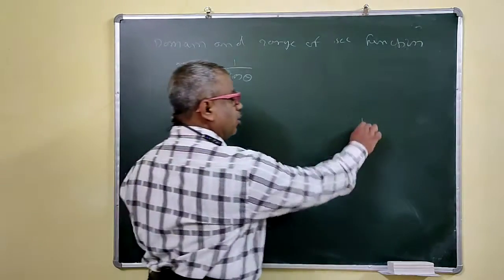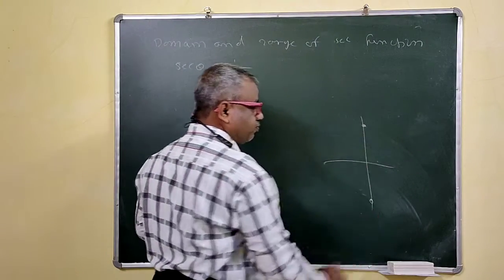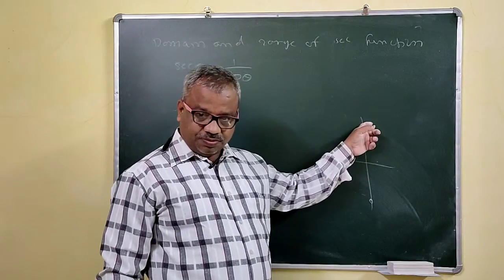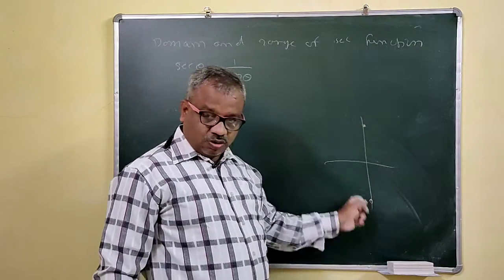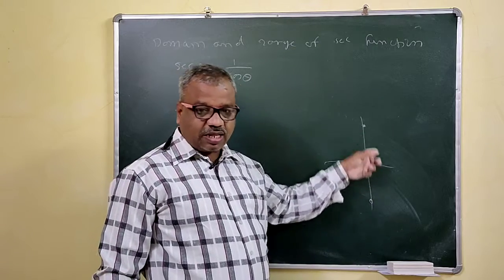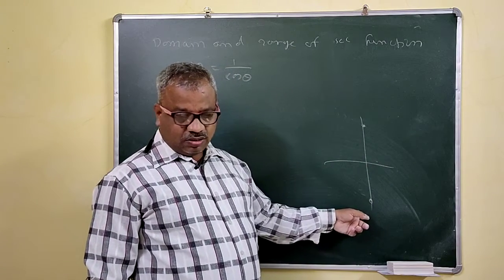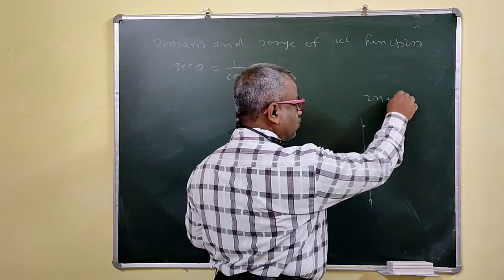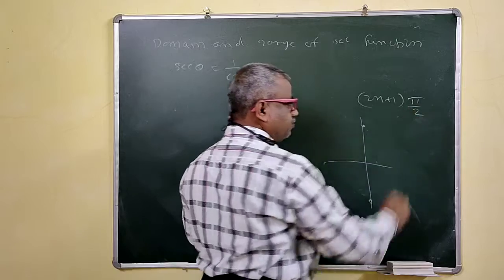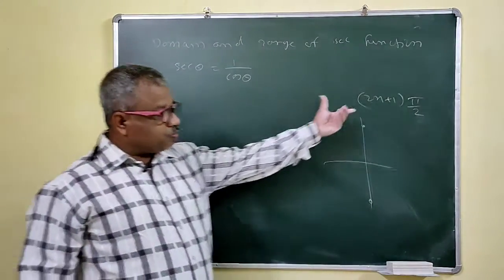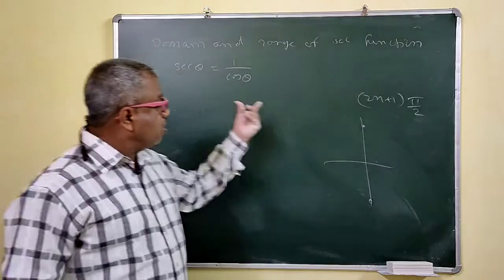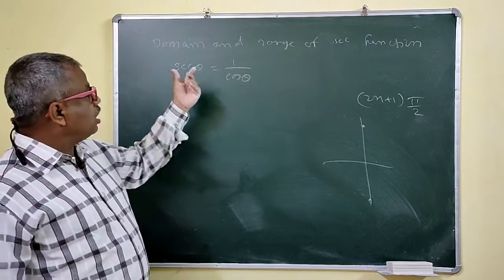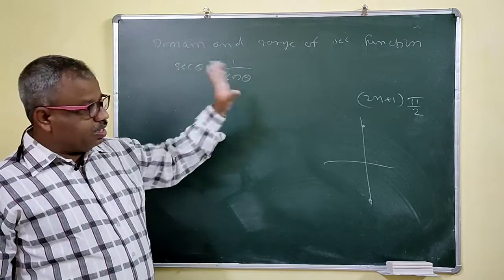So we know that if you are on the y-axis, then the x coordinates are 0. So find those quadrantal angles whose terminals are lying on the y-axis. Pi by 2, 3 pi by 2, this is what? Twice n plus 1 times pi by 2. So if you remove these points from the set of real numbers, the sec function will be well defined, since your cos function will not be 0.